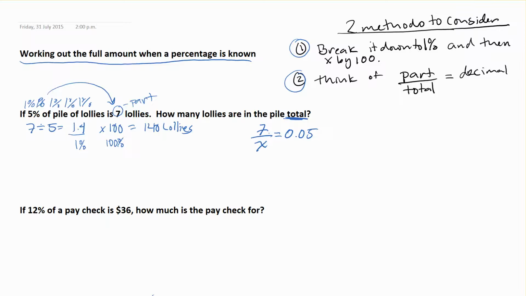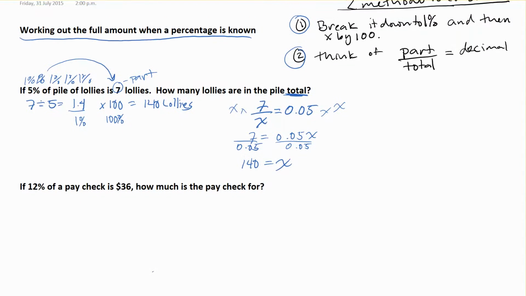Now from here you can think about doing a little bit of algebra. If you times both sides by x, you end up with 7 is equal to 0.05x, and then if you divide by 0.05 on both sides, you get 140 is equal to x. So 140 lollies. So again, two ways to do that same problem.